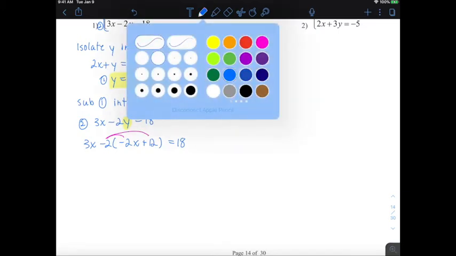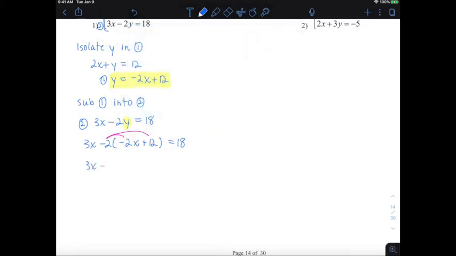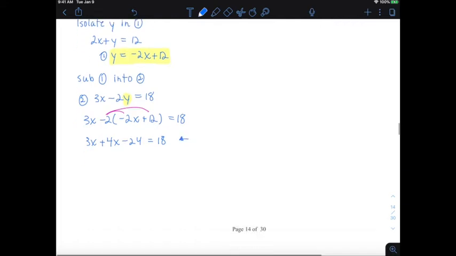So what I'm going to do here is distribute the negative 2. And what you'll notice in this line is the only variable I have is x, so I can solve for it. I'm going to get 7x equals 24 plus 18, 42. And I'm going to divide both sides by 7. I'm going to get x equals 6.